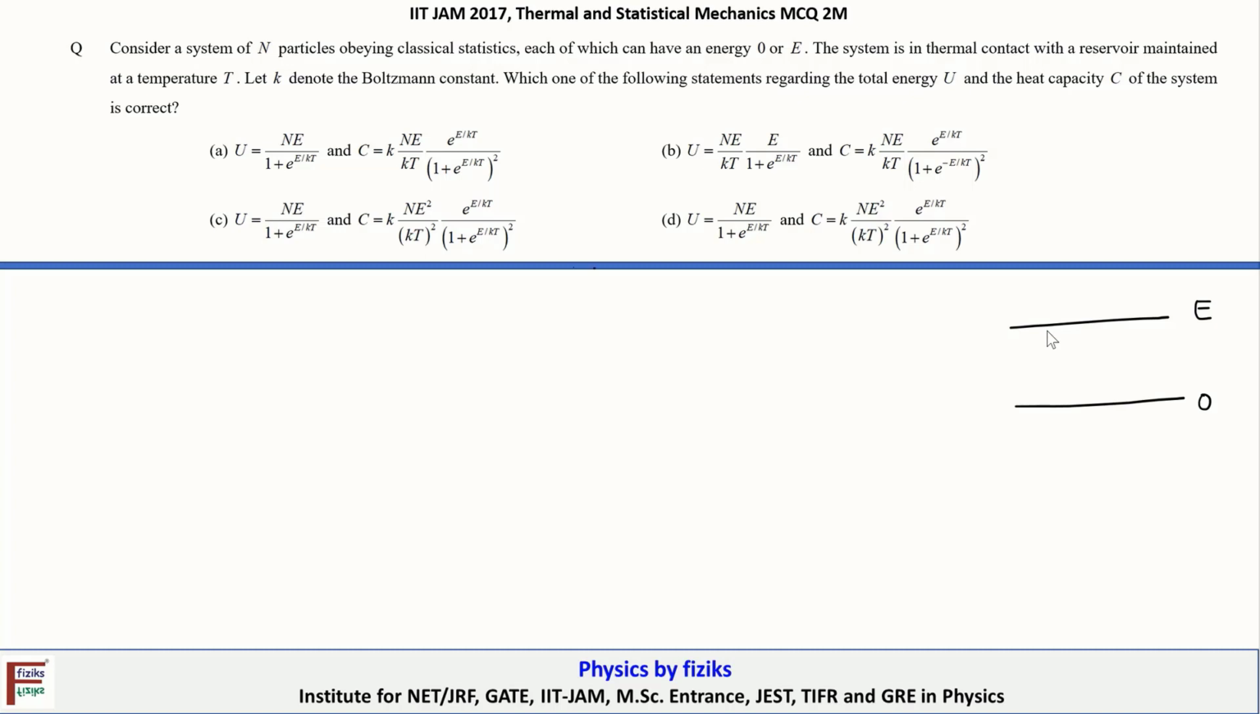Here we are going to make use of the partition function approach. First of all, we are going to write the partition function for one single particle, and then we will extend the result for the n particle system, because in classical statistics we consider the particles to be distinguishable. It's important to understand this point. We have a system of n particles, and because it's given that the system obeys classical statistics, we can treat them as distinguishable.